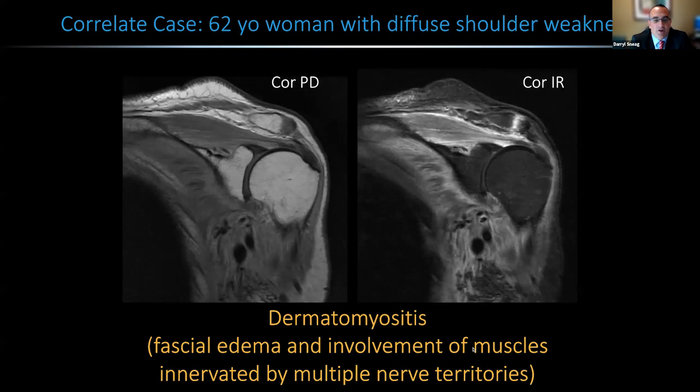So a couple things to think about. It can be difficult sometimes if you don't have any clinical history. You don't see the nerve as to whether this is denervation or a myopathy, but some clues are to look for. In this case, we see more fascial edema, and we see muscles involved in multiple nerve territories, suggesting that one might think that maybe you're not dealing with a primary peripheral neuropathy, but rather a primary myopathy or myositis.